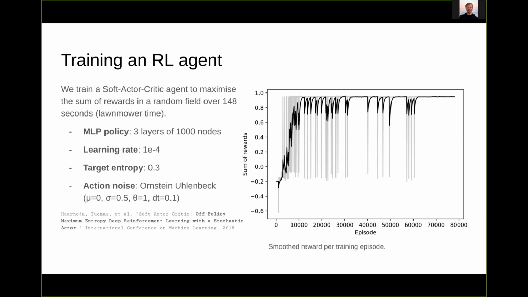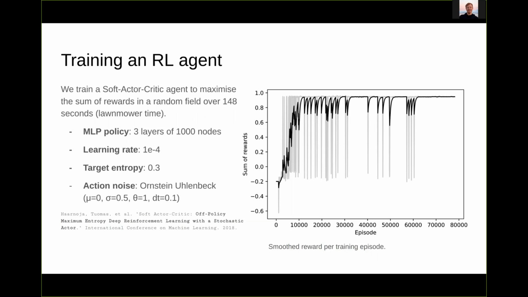We trained an agent with the soft actor-critic algorithm to plan informative paths in a completely unknown random field, given the same amount of time as the lawnmower path shown in previous figures. We equipped the agent with a multi-layer perceptron policy with 3 layers of 1,000 nodes and trained it at a learning rate of 1 to the negative 4. We also employed a target action entropy and action noise to encourage the agent to explore its actions and environment more. After about 4,500 episodes taking around 1 hour, the agent started to beat the lawnmower path.